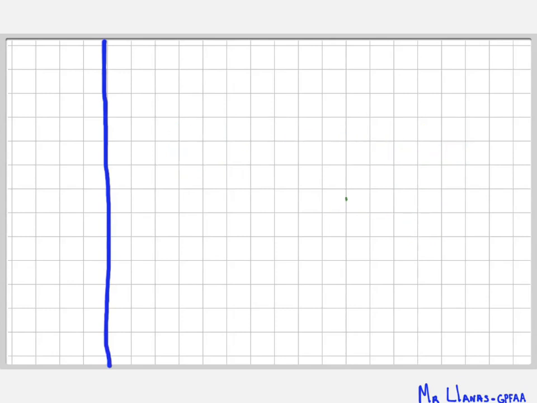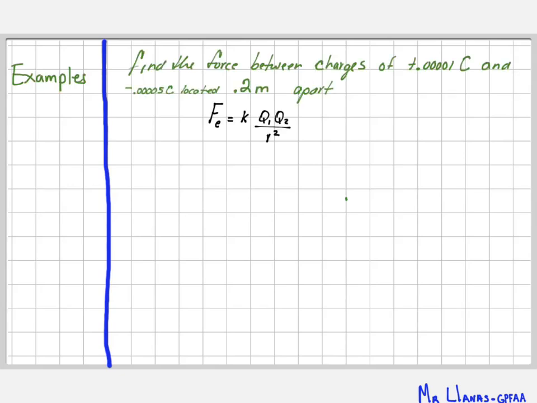All right, let's look at another problem. We have this problem right here. Let me speed it up. Find the force between charges of a positive 0.0001 coulomb and a negative 0.0005 coulomb located 0.2 meters apart. So all the information is given.